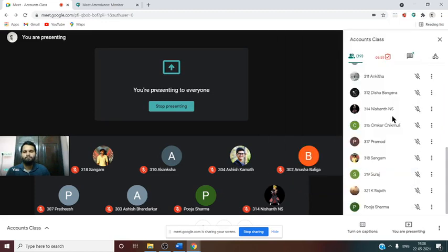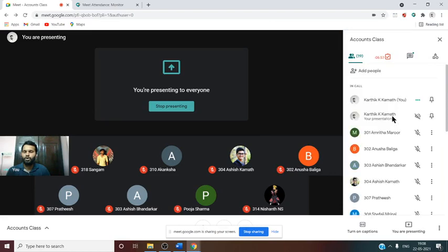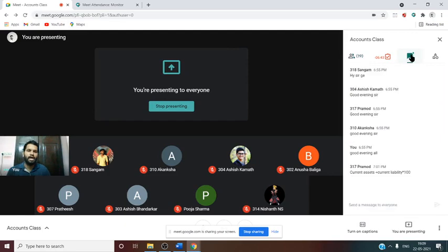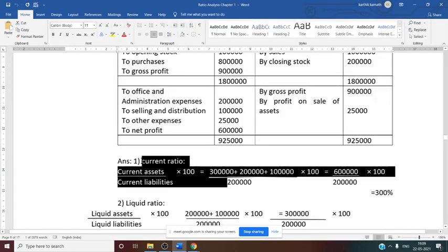So 300% is there, right? You have to just divide that answer by 100. So 300 divided by 100, what is the answer? You will get 3. So 3:1. In terms of ratio, the answer is 3:1. In terms of percentage, the answer is 300%. So now we have calculated this first ratio.